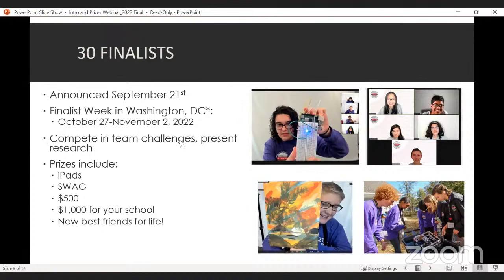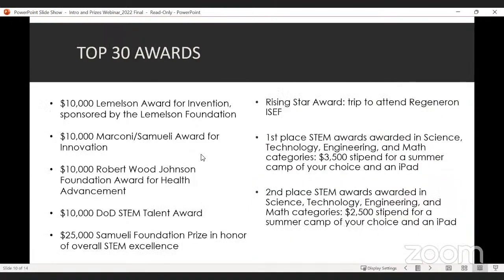We also have funds to attend STEM summer camps and have several top awards ranging from $10,000, as you can see, the Lemelson Award for Invention, sponsored by the Lemelson Foundation.